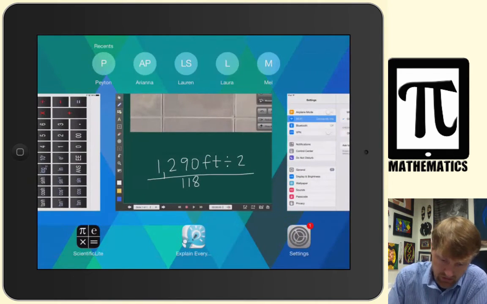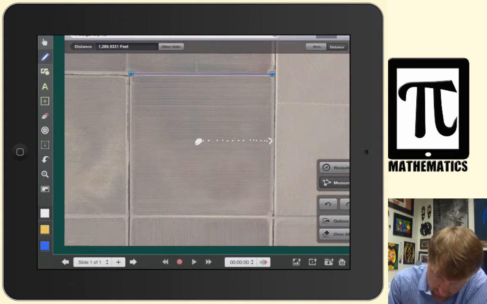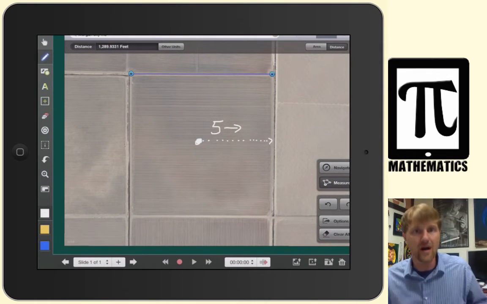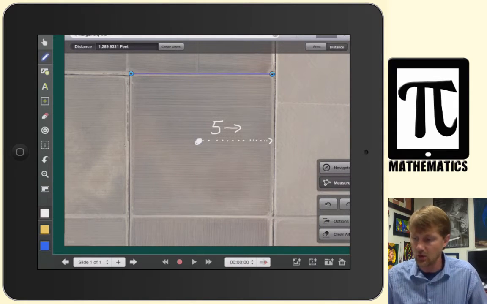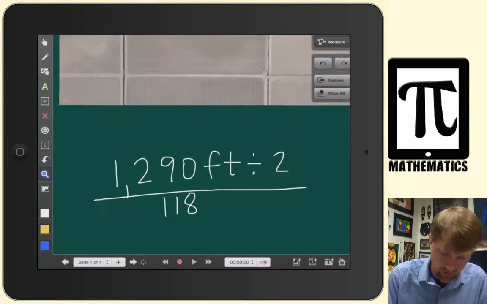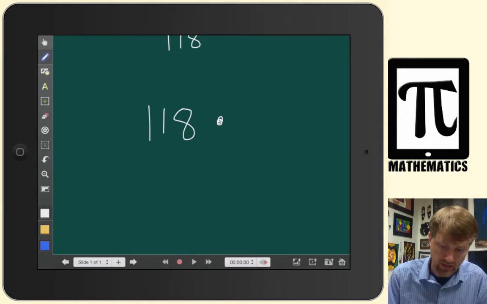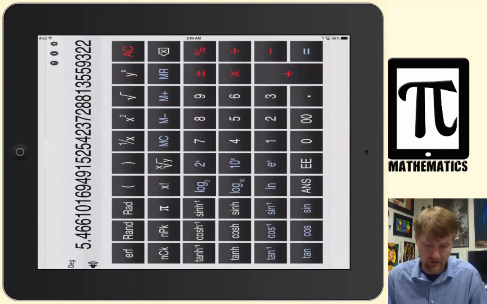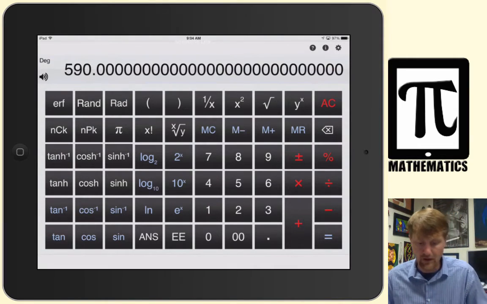So we'll go back to our picture, and here we are on our picture, and therefore we're going to be able to get 5 going this way. Well, how far or how long is 5? Well, that's the other problem, is to see what is that total length. And the way we do that is we're going to take our 118, and we're going to multiply that times 5. So 118 times 5, we can go to our trusted calculator to help speed up the calculations. 118 times 5 gives us 590 feet.